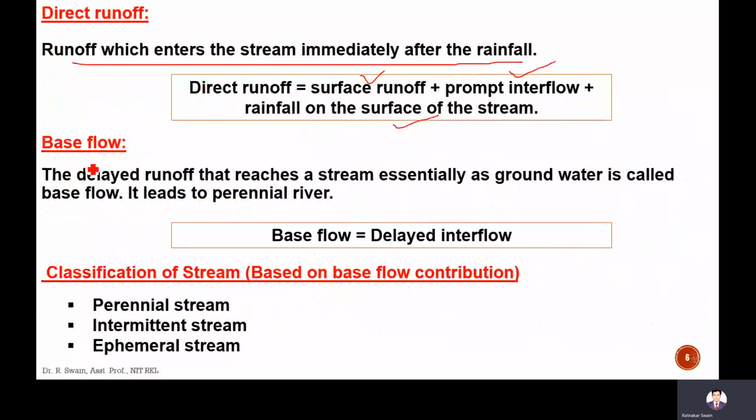Next is base flow runoff. What is base flow runoff? The delayed runoff that reaches the stream essentially as groundwater is called base flow.